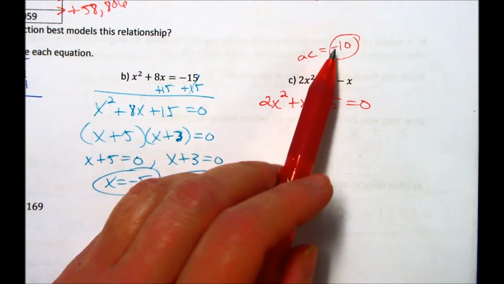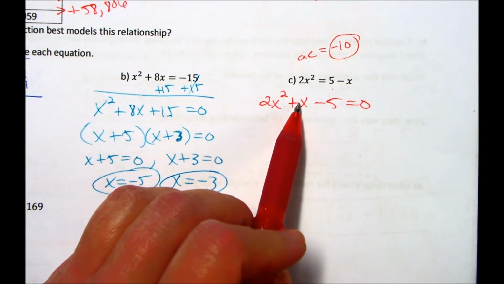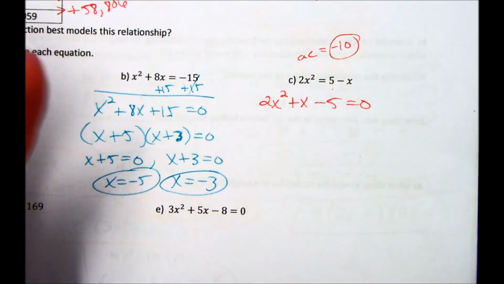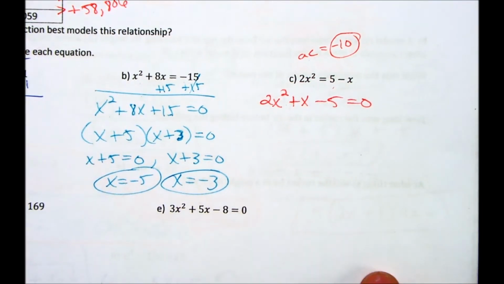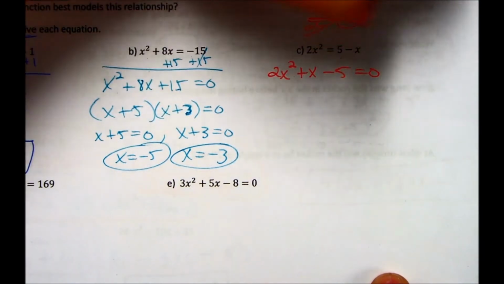Because it's negative, they'd have to have different signs, so they would have to have a difference of 1. Well, no, they don't. There aren't any factors of -10 or 10 that have a difference of 1. So factoring is not an option. That means we have to use our quadratic formula.